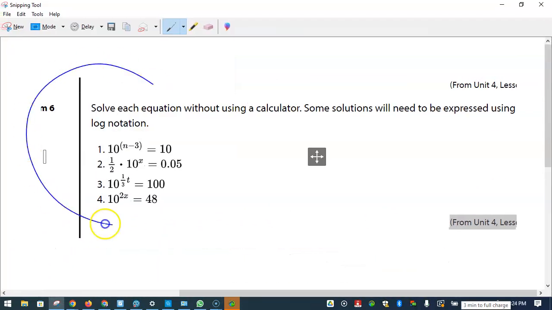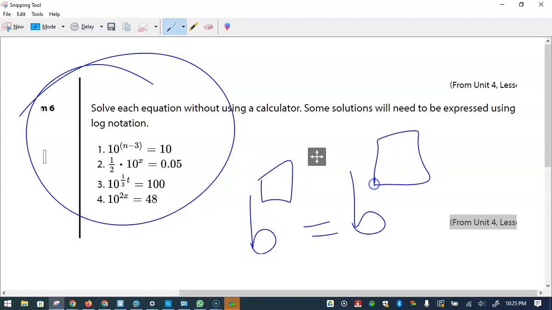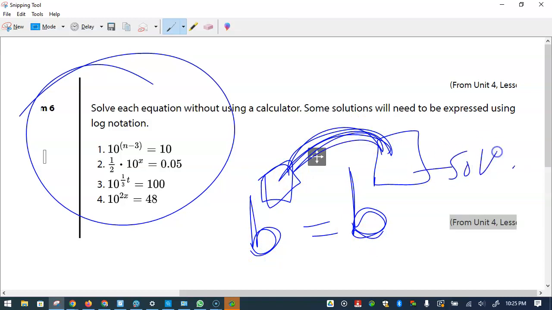Remember question number 6. Just make sure that when you have a base here, it has to be the same thing on this side. That's all we're trying to say. The moment you have the same bases, then you can see the exponents are equal, and you solve for them and you get the answer. So 6 is easy. Each one of them you can try to put that way and get it done.